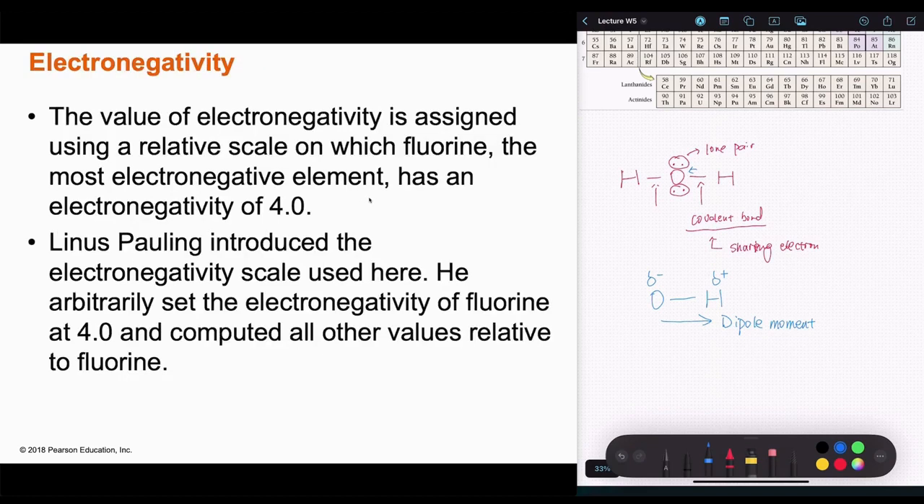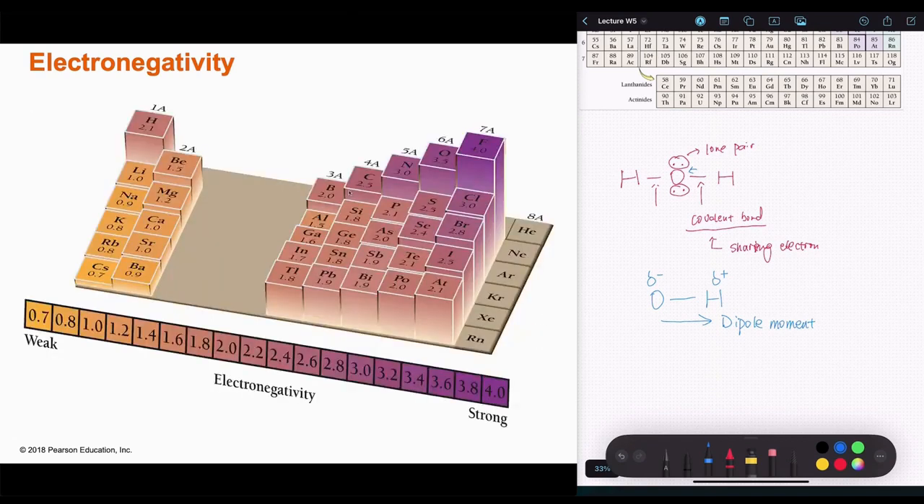So we actually have a scale to measure the electronegativity. The value of the electronegativity is assigned using a relative scale on which we define fluorine as the most electronegative element. So we give fluorine a value of 4.0. Fluorine has the highest electronegativity, so we give it a 4. Other elements are just comparable values compared to fluorine.